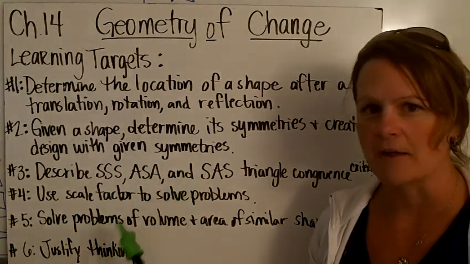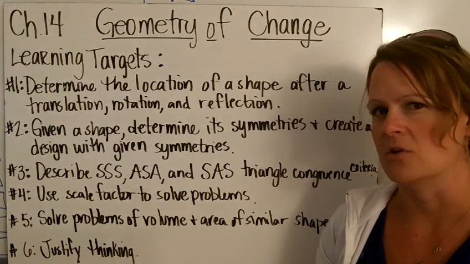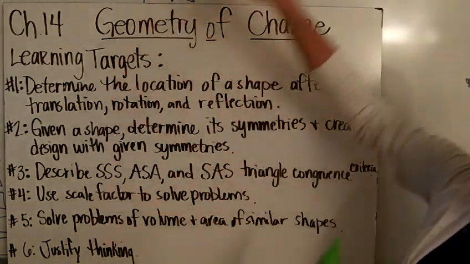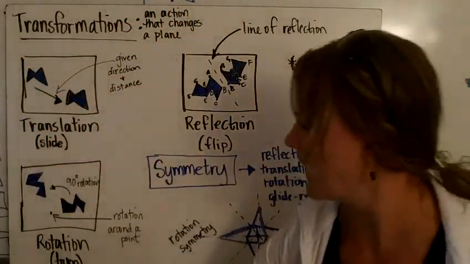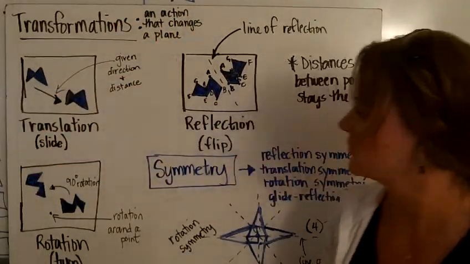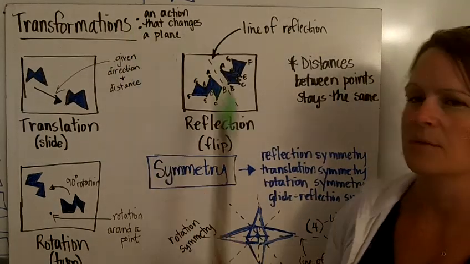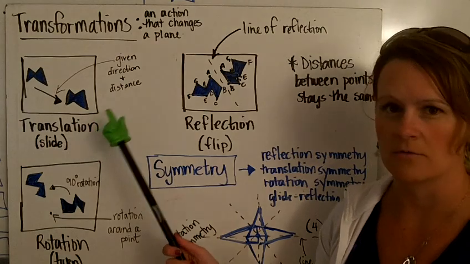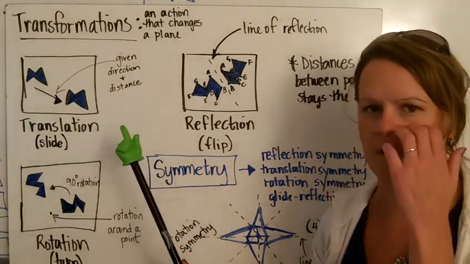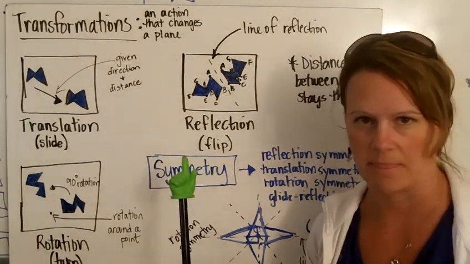We're going to talk about scale factor and using scale factor to find unknown side lengths, and about solving problems of volume and area with similar shapes. Okay, so let's start by talking about transformations. A transformation is simply an action that changes a plane, and there are four transformations that I want to talk about. I have three up here, and so I'm just going to talk about the fourth.